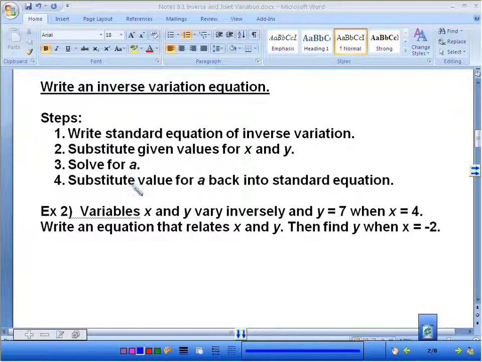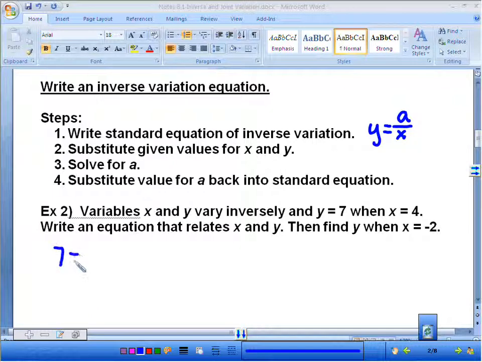I'll let you come back and write these steps down. First, let's just follow the steps. We're going to write the standard equation of inverse variation. Remember, that's y equals a over x. That's our inverse variation. We're going to substitute the values for x and y.